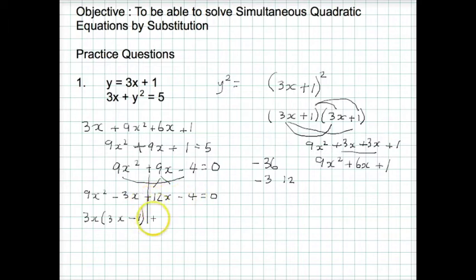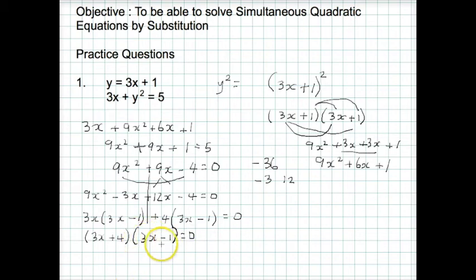Factorise the second pair. What occurs in both? Well, it's 4. So we write here plus 4. Open brackets. 4 times 3x gives us 12x, and 4 times minus 1 gives us minus 4. That's equal to 0. Then we write whatever's outside the brackets in one set and whatever's inside the brackets in the other set. And now we can solve these.